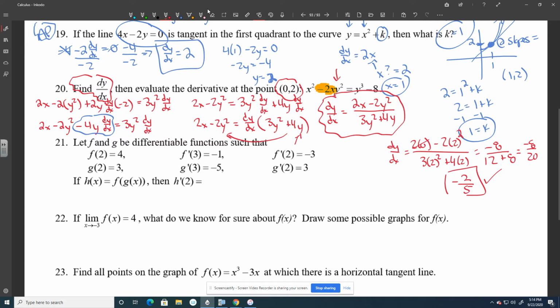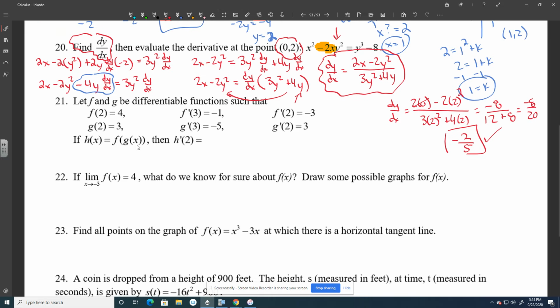Okay, let f and g be differentiable functions such that f of 2 equals 4, g of 2 equals 3, f prime of 3 is negative 1, blah, blah, blah. It gives us basically a table with a bunch of values. Then it says if h of x equals f of g of x, then what is h prime of 2? So we practiced these on homework 2.3 with our table questions.